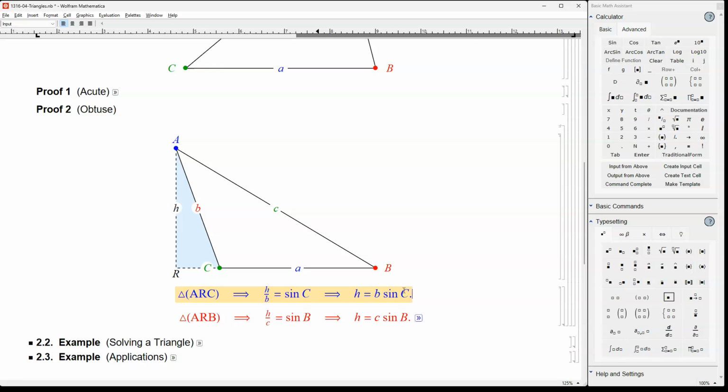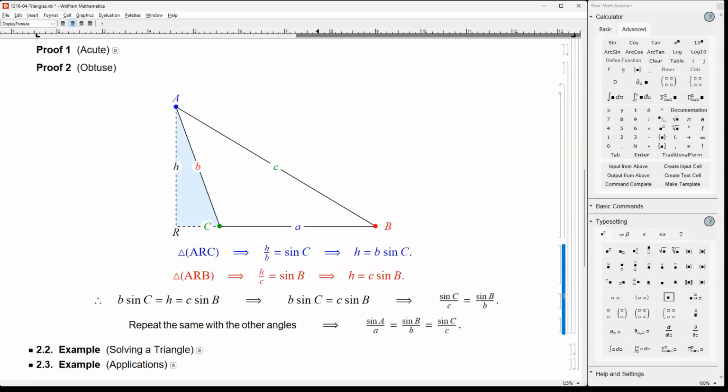And as for angle capital B, that's easy. We are looking at this ARB, the big right triangle. So same kind of argument, opposite over hypotenuse, or if you prefer, the vertical over radius. Either way, we have sine of capital B. So b sine of C here, and c sine of capital B here, these two are the same h. Setting them equal and dividing by bc, we get what we want. And then repeat the same process with the other angles, we get the desired result. The ratio is all the same, and that's the law of sines.